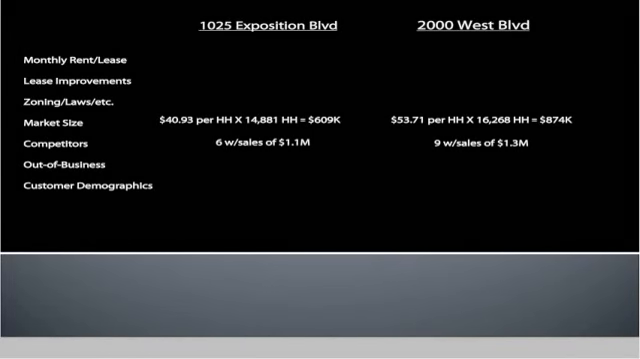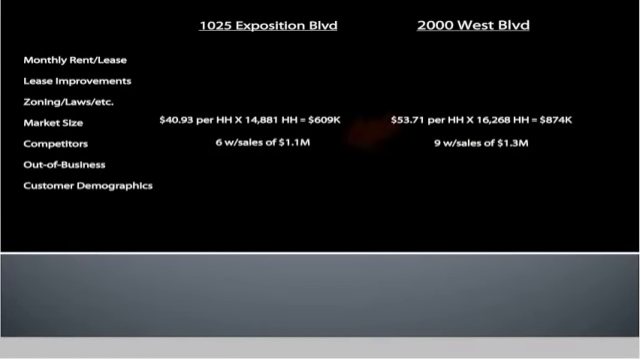For Exposition, there are 6 competitors with total sales of $1.1 million. And for the West location, there are 9 competitors with sales of around $1.3 million. There is a difference between the market size and the competitor sales because these competitors are also drawing business from outside the 5-minute drive time around our location. You can see this more clearly by mapping the competitor locations. Again, this is shown in the Finding Your Competition tutorial.